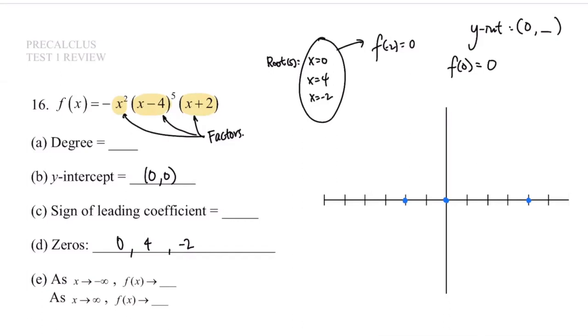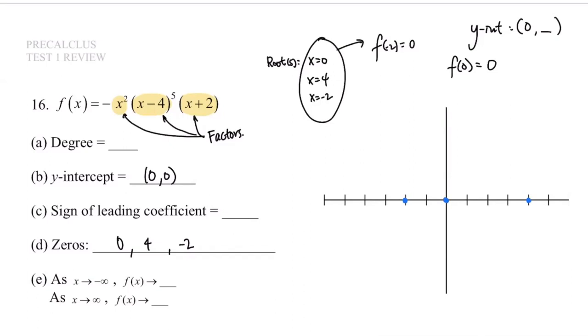So we have the y-intercept, x-intercepts. I think we are good for the first level 1 stuff. Okay, now let's go ahead and head to level 2, and that is finding out the degree and the sign of leading coefficient.